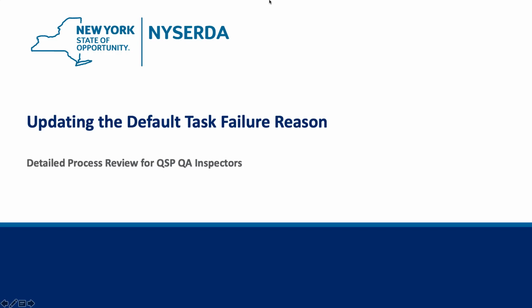This video is intended to reinforce how QSP QA inspectors are able to update a default task failure reason. This video provides additional clarity on how inspectors can append a note to the default task failure reason when the default reason is mostly correct but needs minor modifications associated with the specific task.